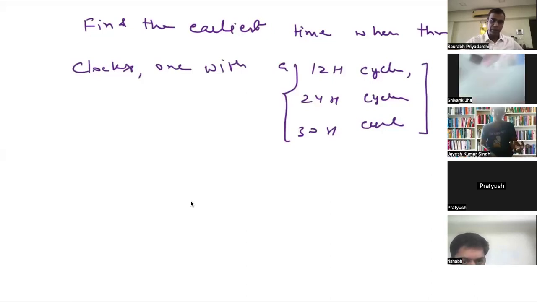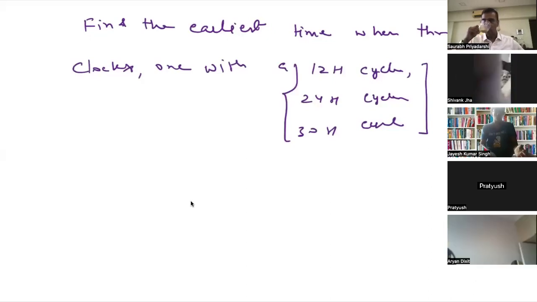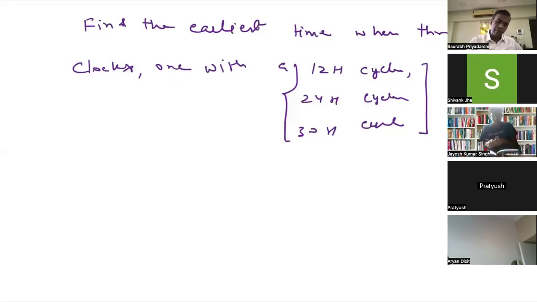How to use the CRT, Chinese Remainder Theorem? After how many hours will they have the same time? Yes, the first clock is giving you the same time in 12 hours. Second is giving you the same time in 24 hours. And third is giving you the same time in 30 hours. For what time will all three show you the same time?